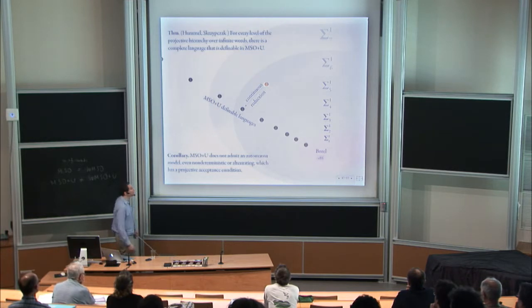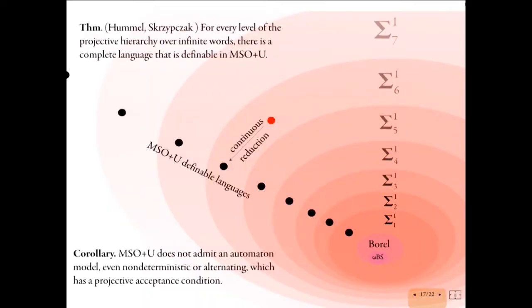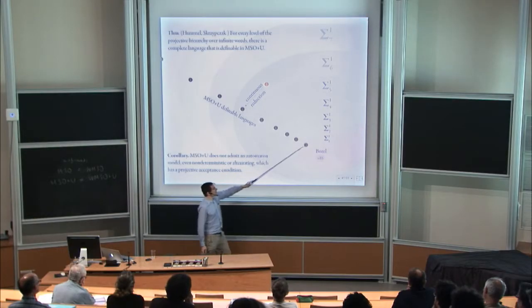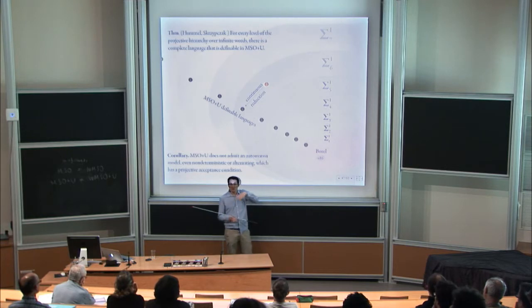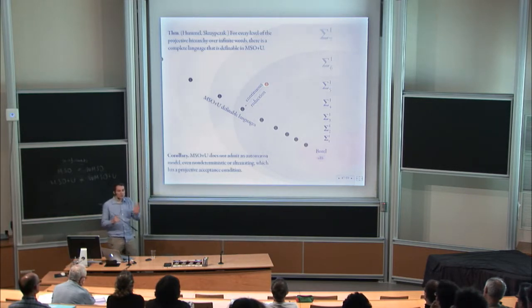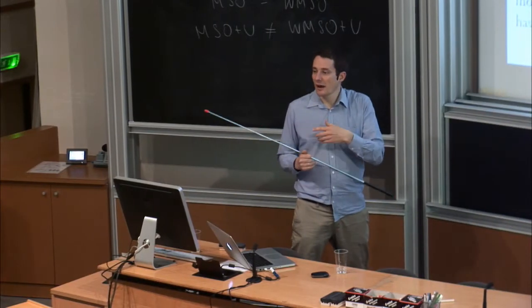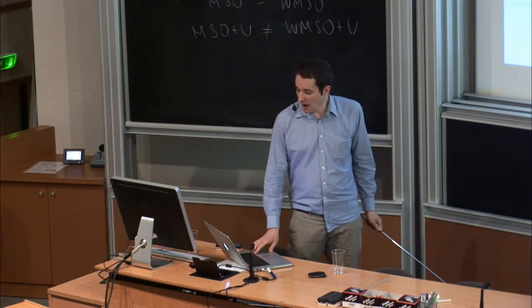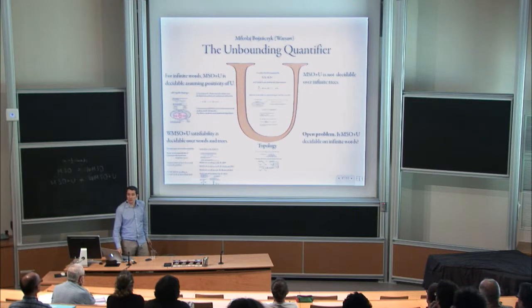One corollary, which was already observed in their paper, is that MSO+U does not admit any automaton model, non-deterministic or maybe even alternating, such that the acceptance condition is projective in this hierarchy. The reason is that if you're dealing with this really powerful hierarchy, non-determinism just makes you go up one level, and alternation maybe two or something. So that means that there's no chance for an automaton which has anything to do with counters in some understandable way. Now, this result will turn out to play a role in the undecidability thing.